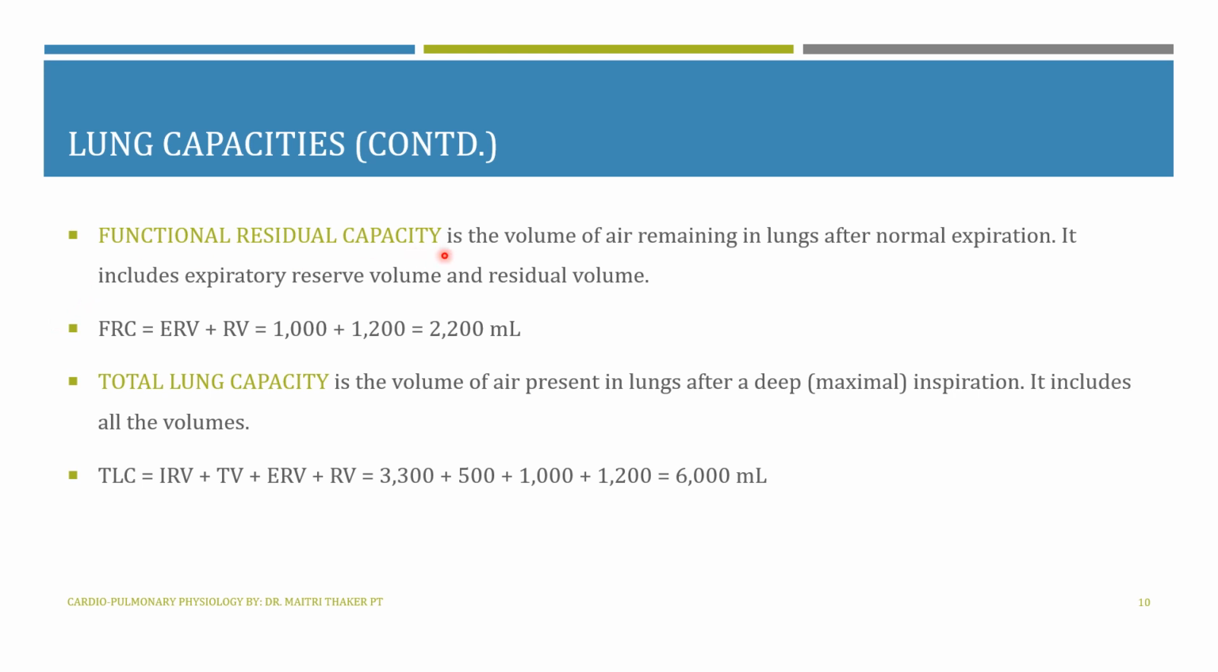Functional residual capacity. It is the volume of air remaining in the lungs after normal expiration, and it includes the ERV and RV. The value is 2200 ml. Total lung capacity. It is the volume of air present in the lung after a deep inspiration, and it includes all the volumes. It is nothing but the maximum capacity of our lungs, how much air our lungs can store. That is up to 6 liters, 6000 ml.